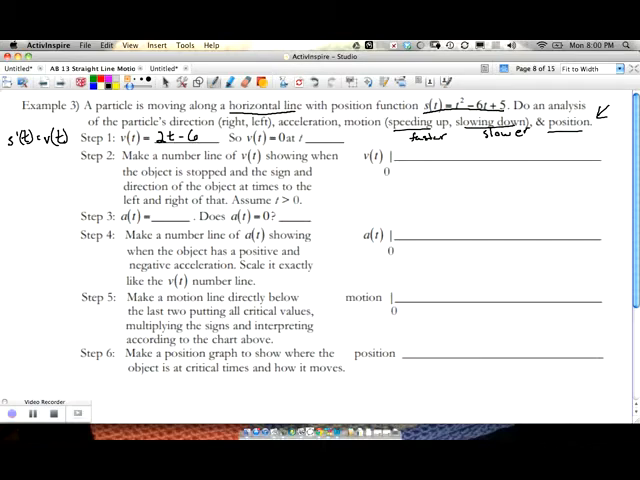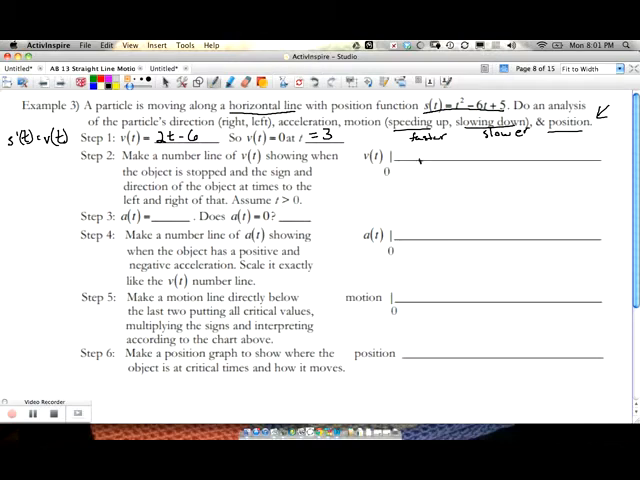Because if I plug in 3, v of t equals 0. So let's make a number line for v of t, showing when the object is stopped and the sign and direction of the object at times left and right of that. Okay, so first, at t is greater than 0. So we're starting at 0 here. Let's just check at 1, 2, 3, and 4.